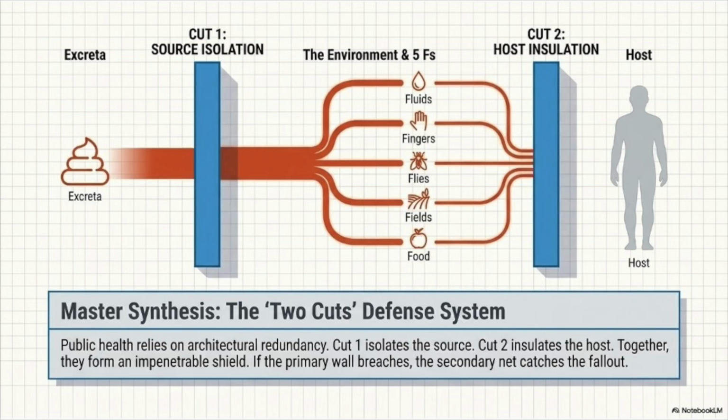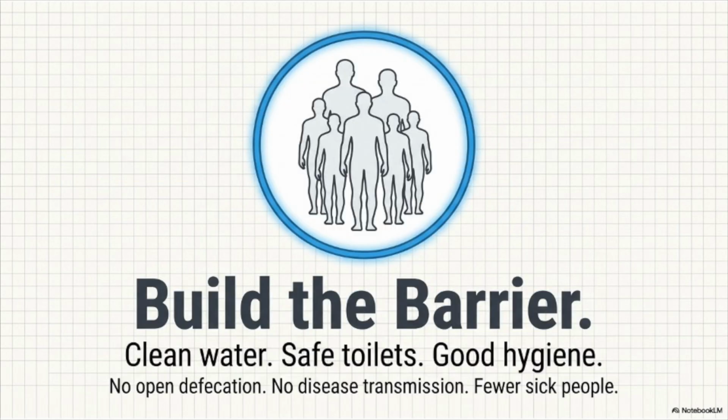Bringing this all together, public health relies on architectural redundancy through what we call the two cuts defense system. Cut 1 isolates the source, cut 2 insulates the host. Together, they form an impenetrable shield. If the primary wall breaches, the secondary net catches the fallout. When we build the barrier through clean water, safe toilets, and good hygiene, we ensure no open defecation, no disease transmission, and fewer sick people in our communities.